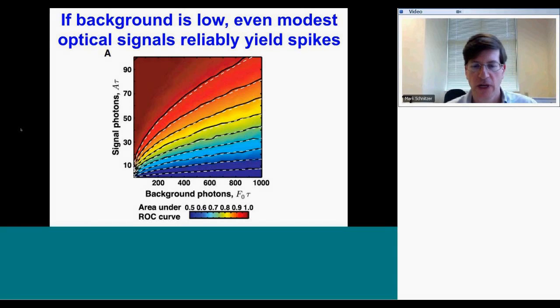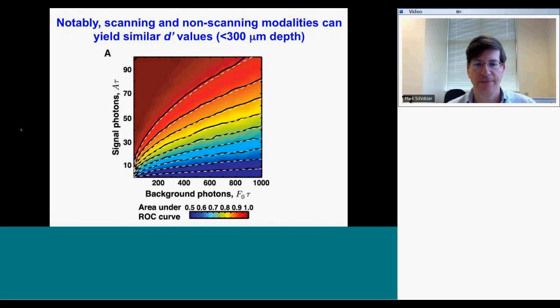Moreover, if we're able to keep the background photon flux low, then we can actually attain very high signal detection fidelity, even in the case where we don't have many photons. And so this graph shows you that we can get a very high area under the ROC curve, even in the case we have few photons, provided the background labeling is low enough. And so that's going to be an important factor that is going to inform our fluorescence labeling strategies and our indicator design. Now, interestingly, both scanning and non-scanning microscopy modalities can often attain similar D prime values at modest depths into tissue.